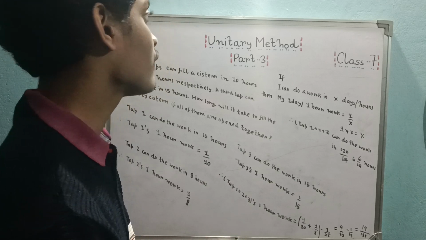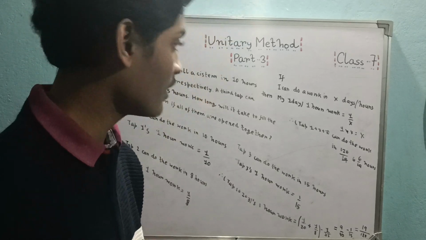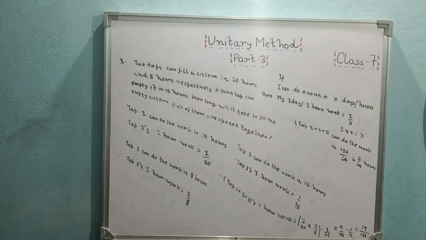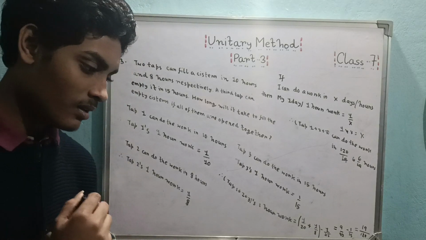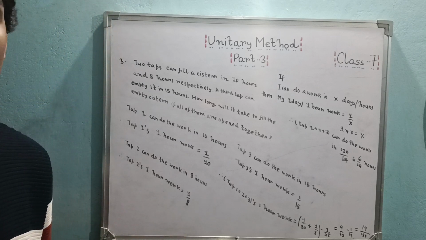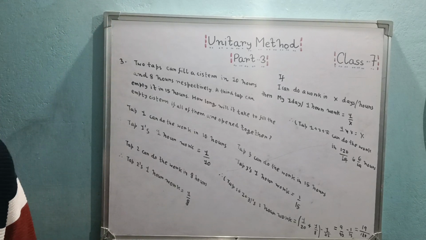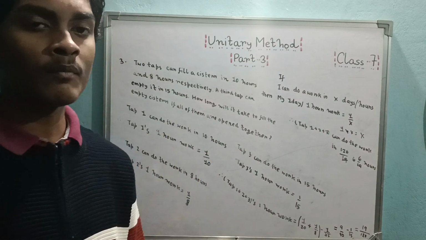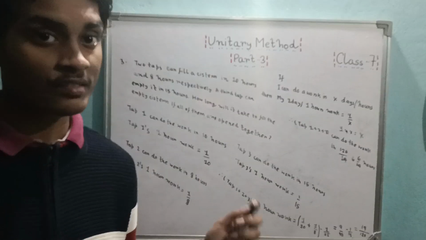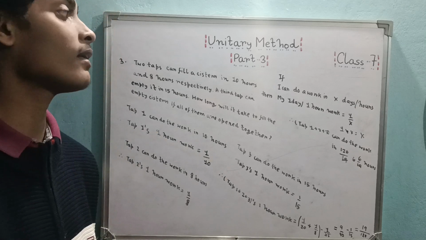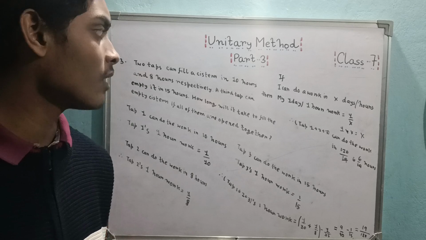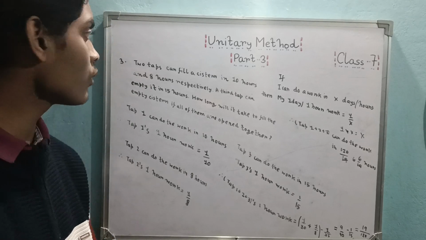That's all about this unitary method part 3 actually. Three sums, yes, absolutely. Nothing more than this. Work and time is the most important part of this chapter. I know many sums are there, but I think that with these three sums, you can figure out what this part 3 is actually. We can keep a part 4 for more sums. I will try to solve more sums.